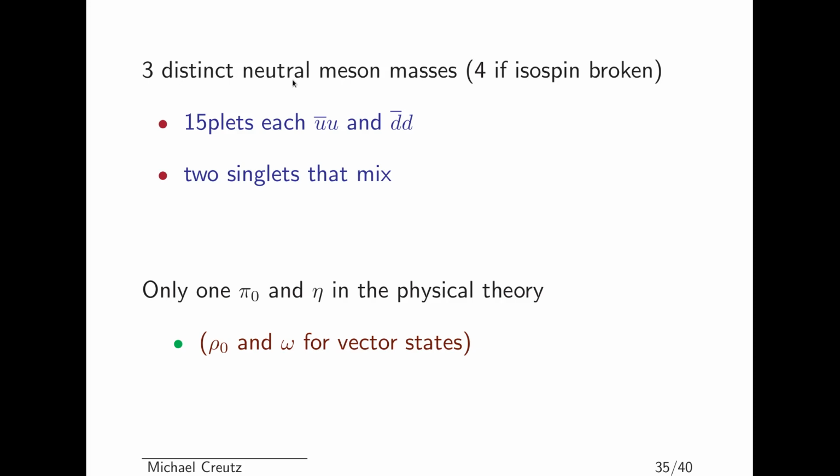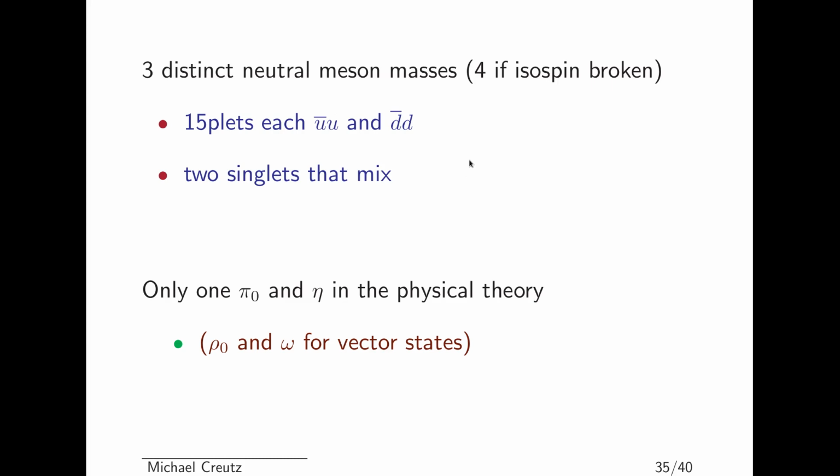But we have three distinct neutral meson masses. And if the isospin is broken, if the two quarks have different masses, there's actually 4. This is one for the U bar U, one for the D bar D, and then 2 masses for the 2 singlets that can mix. Now, the singlets have different decays than these things too, because they have different taste structure.